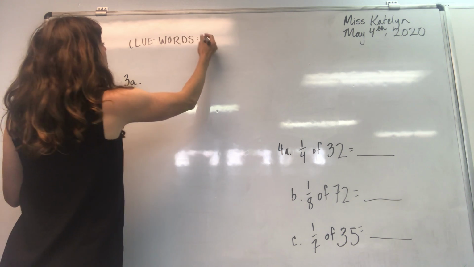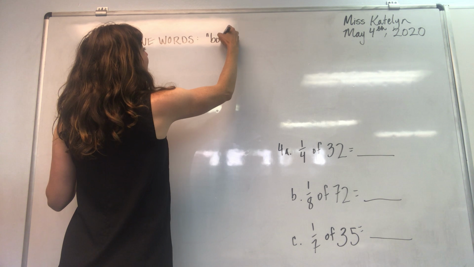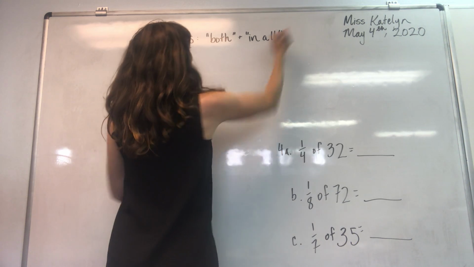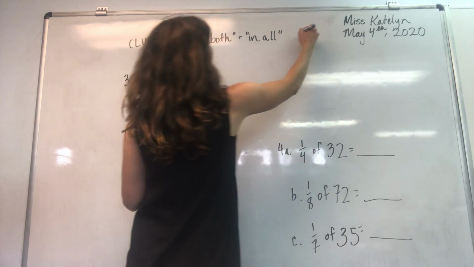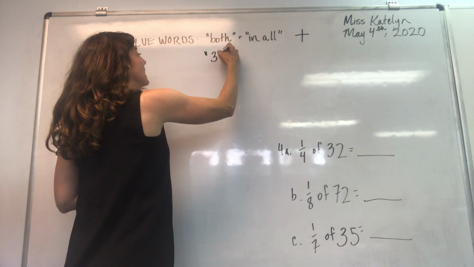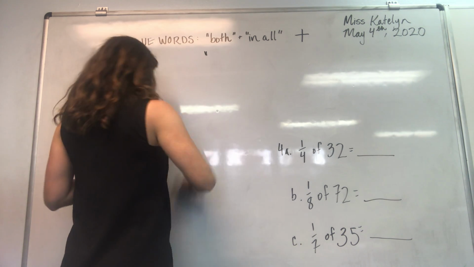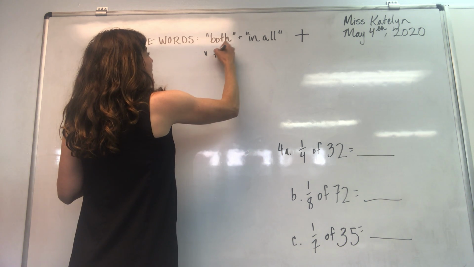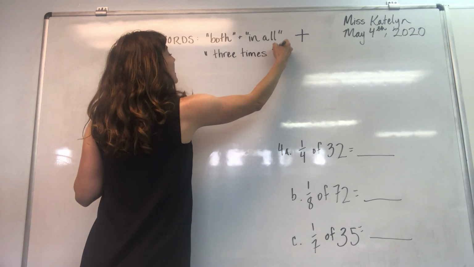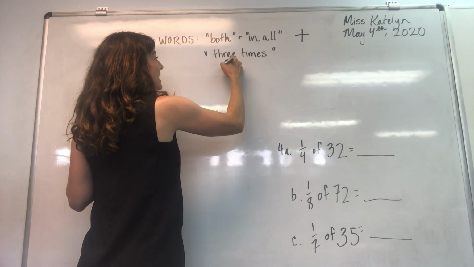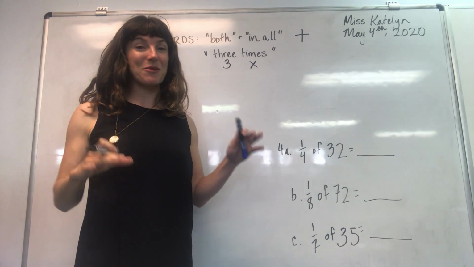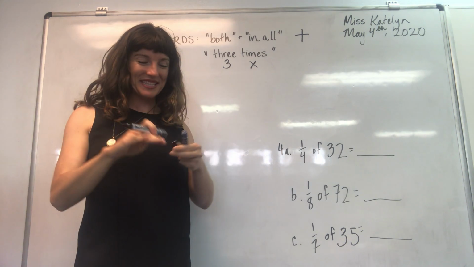Okay. Clue words, both and in all. Tell us to, I hope you said, add. Then the clue words 3 times means 3 times, okay? So we're going to be using our parentheses, and remember, please do what is inside parentheses first.